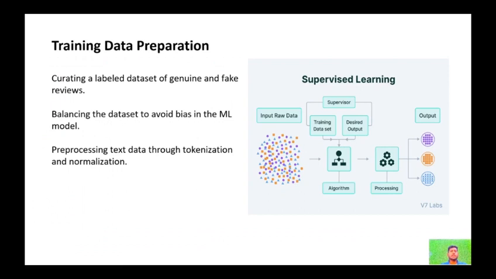Hello guys, my name is Kalesh. In the earlier part, Kishan and Jayant discussed their topics. Now I am going to continue. The topic is training data preparation, which shows how the data will be prepared: curating a labeled dataset of genuine and fake reviews, balancing the dataset to avoid bias in the ML model, and pre-processing text data through tokenization and normalization. As you can see in the image, it takes the input and gives the output, where the fake review is identified in the given input and the genuine review comes as output.